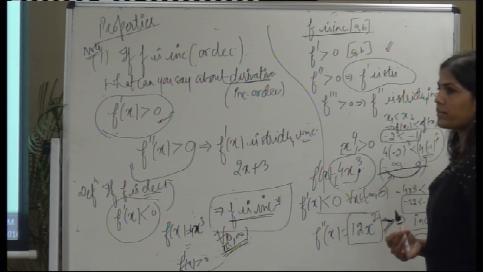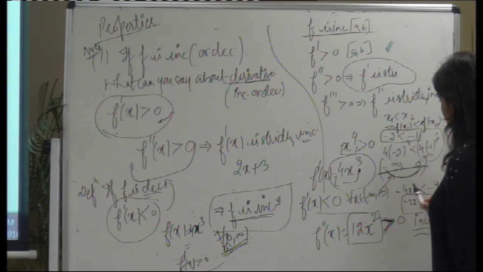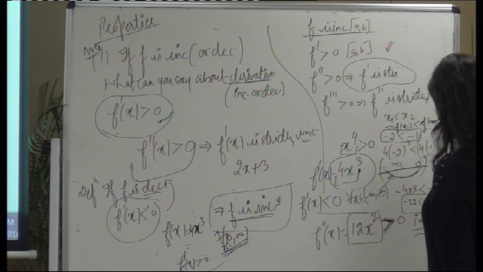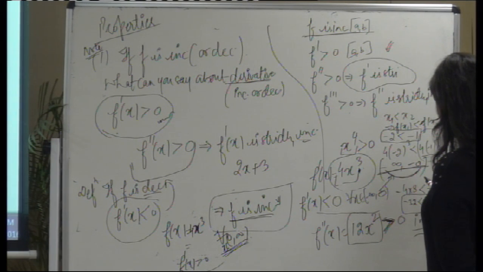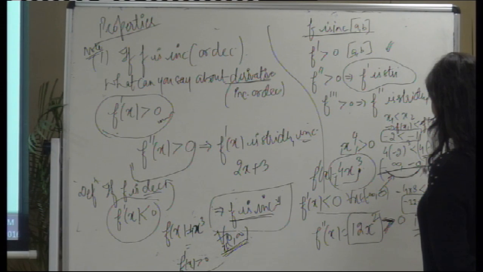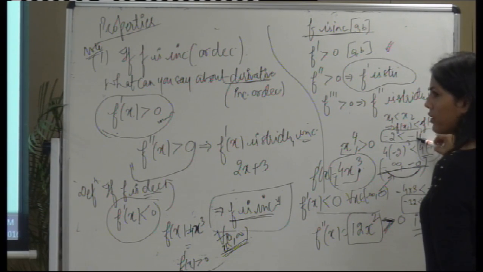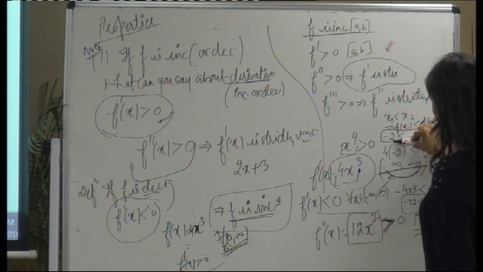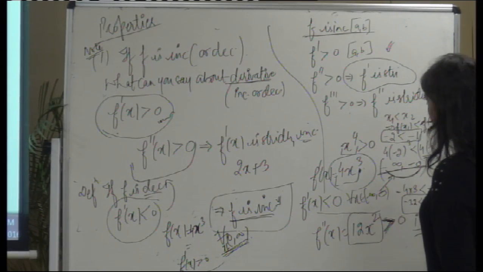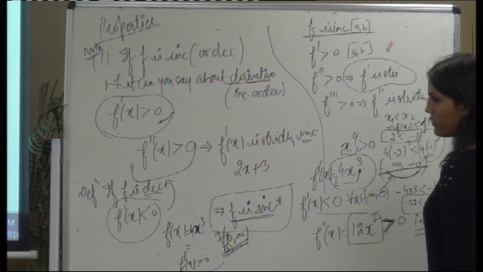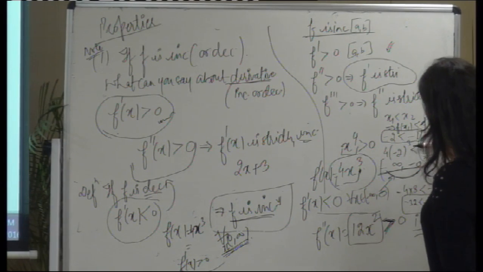Ma'am, you have taken that minus infinity to 0 it is increasing. It should be 0 to infinity it is increasing. No, what happened? Minus 2 is less than minus 1, all agree? Then f of minus 2 will be how much? Minus 32, and minus 4 is greater than minus 32, all agree? So it is preserving the order.